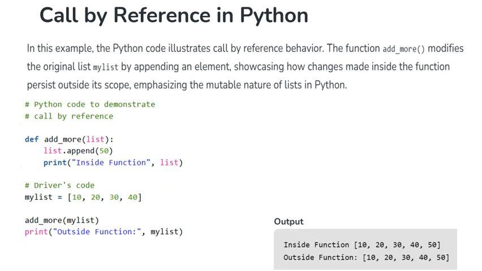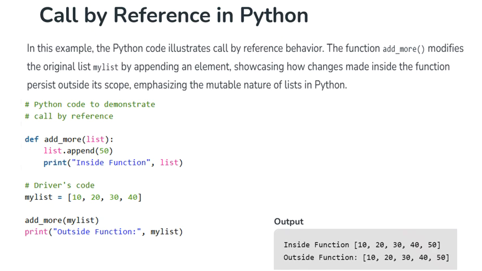we will discuss call by reference in Python. The Python code illustrates call by reference behavior. The function add_more modifies the original list, mylist, by appending an element, showcasing how changes made inside the function persist outside its scope, emphasizing the mutable nature of lists in Python.